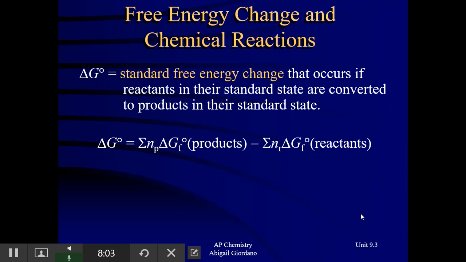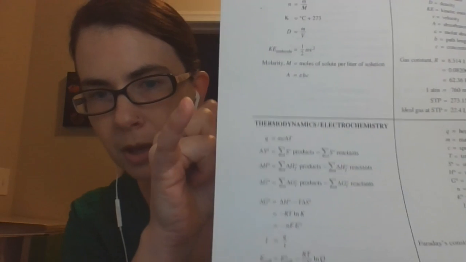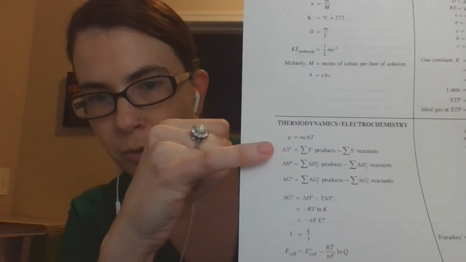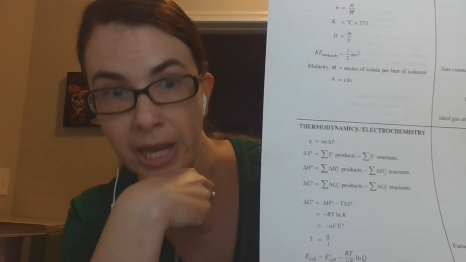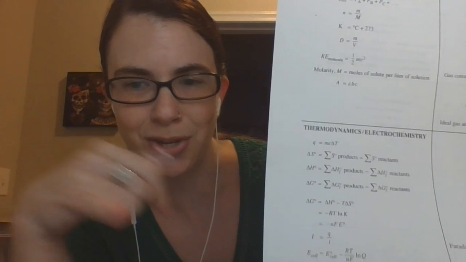Okay, now we just did an example where we used this equation, but there is another equation for solving for delta G. And guys, I want you to pick up your equation sheets and look at the section on your equation sheet that is labeled thermodynamics / electrochemistry. Okay, it's right here. I want you to notice what is here for you. You have all of these products minus reactants equations.